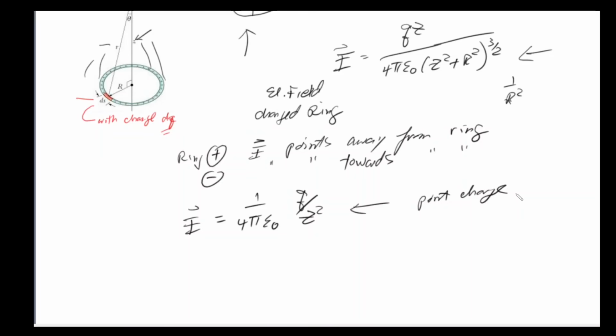The other thing is that if Z equals 0, in other words, you're right in the center of the ring, there is no vertical field along the z-axis. The only field components are along the x-axis, and they all cancel each other out. In that case, the electric field is equal to 0.